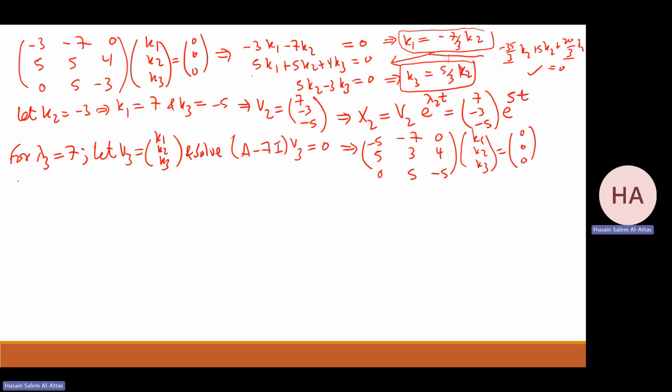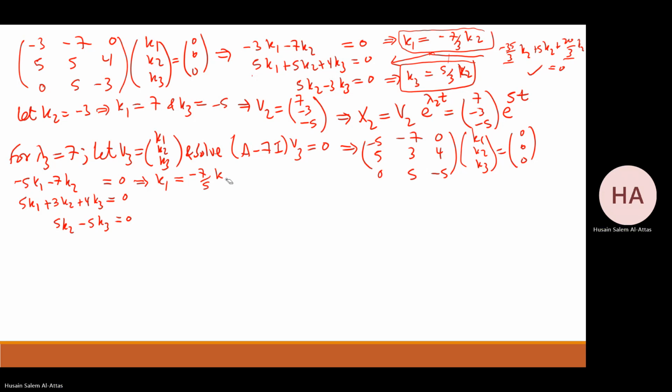I need to solve now for K1, K2 and K3. So I have the equations. Minus 5 K1 minus 7 K2 equals 0. 5 K1 plus 3 K2 plus 4 K3 equals 0. And 5 K2 minus 5 K3 equals 0. I'll do the same way as I did in the second case. So this one, I can write K1 in terms of K2: minus 7 over 5 K2. And K3 is equal to K2.